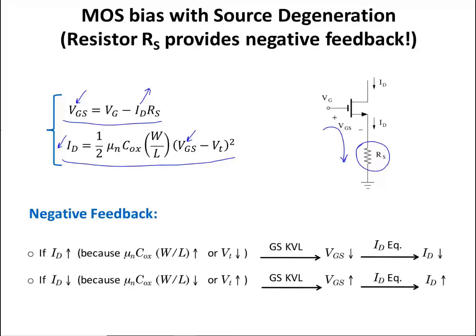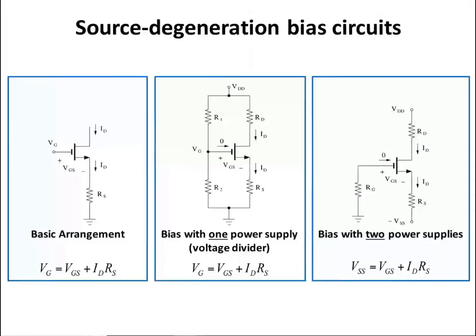And for the case of ID decreasing, for example when VT increases or one of those parameters decreases, then the gate to source voltage is going to increase, and that's going to increase the ID value. So you're going to get a stable bias point by adding a resistor to the source of this transistor. Similar to the BJT case, for the source degeneration bias circuit this is the basic arrangement, and you can do the same circuit by adding a voltage divider network to the gate.